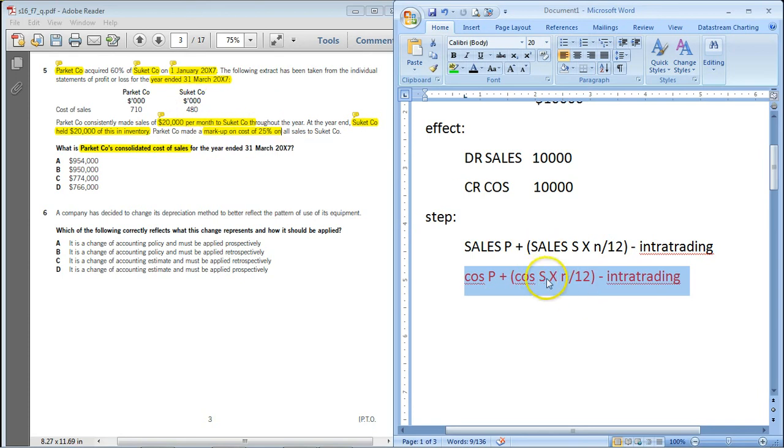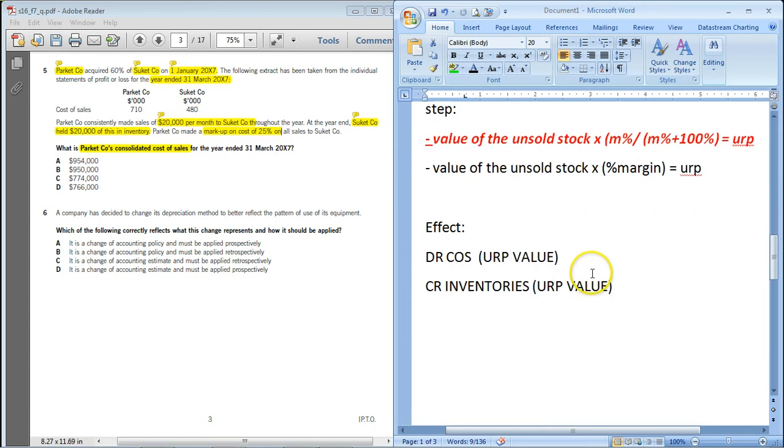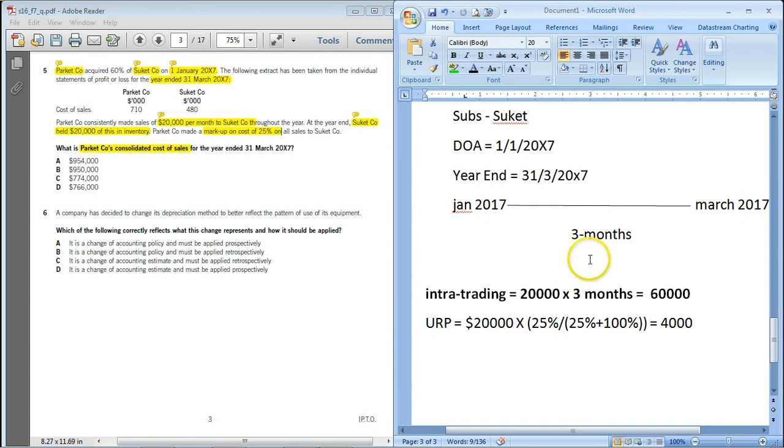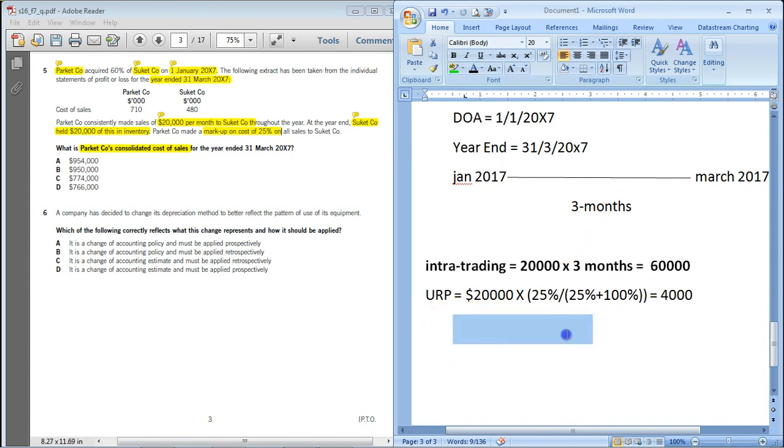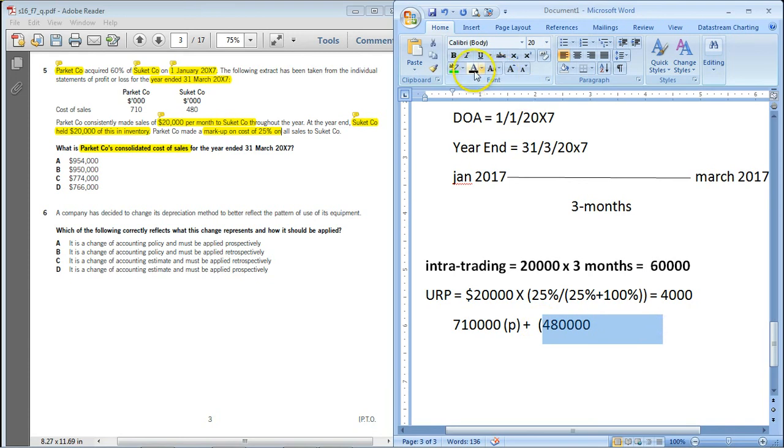Remember what I taught? 480 times 3 over 12, because you only acquired 3 months only. So how to calculate parent's 710 plus subsidiary's 480? Can you do that? No, because it's a 1 year basis. So you have to times with 3 over 12. Your subsidiary's. This is the consolidation method. You plus parent's amount plus subsidiary's amount, but you have to see whether you have to apportion it or not, because you can only consolidate after the date you acquired until the end of the year.